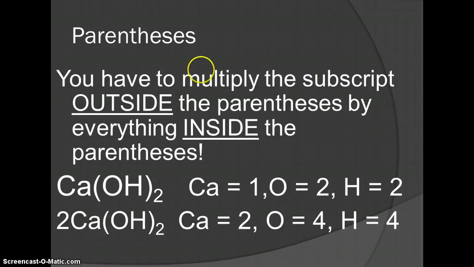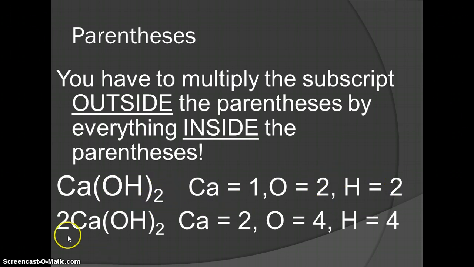Then we're coming to parentheses. So you have to multiply the subscript outside by everything inside the parentheses. So in this case, if we write down the elements we see, we have Ca, we have O, which is here, and we have H, which is here. Now we have to look at the subscripts and see how many of each we have. So for calcium, we have 1, because it's not inside a parentheses, there's just 1. If you have a parentheses, you take the subscript outside the parentheses, and then you multiply it by what's inside. So there's 1 O here, times 2 is 2 O's, and you have 1 H here, times outside subscript is 2.